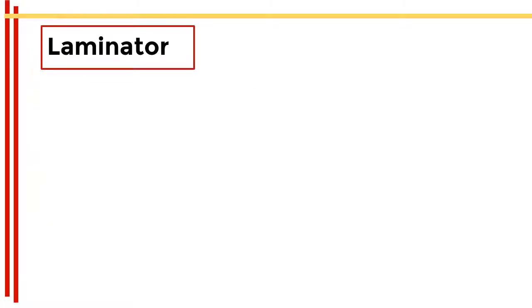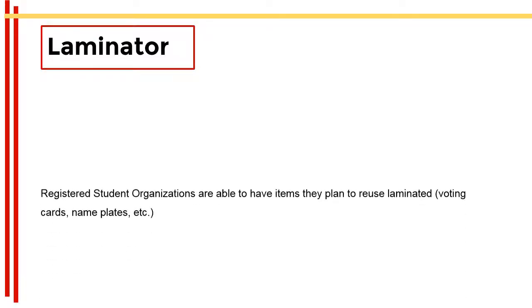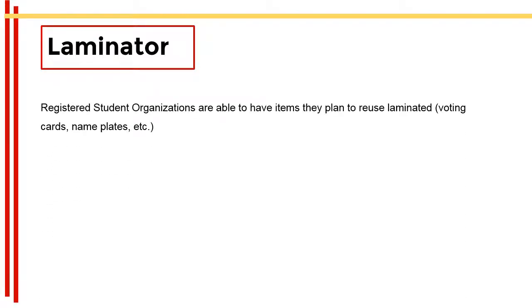Lastly, we have the laminator. Lamination is a little bit different. The registered student organizations are able to have items they plan to reuse laminated. Keyword here being reuse. We won't laminate anything that we can clearly tell doesn't have the ability to be reused. For example, marketing for a very specific event that we know can't happen in the future. But we will laminate things like voting cards, nameplates, etc.